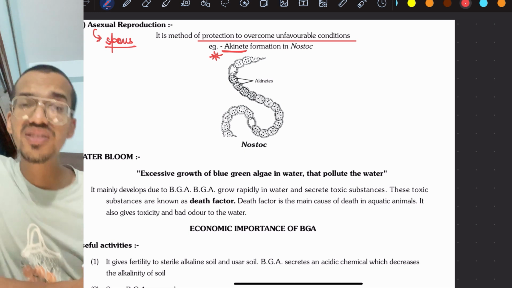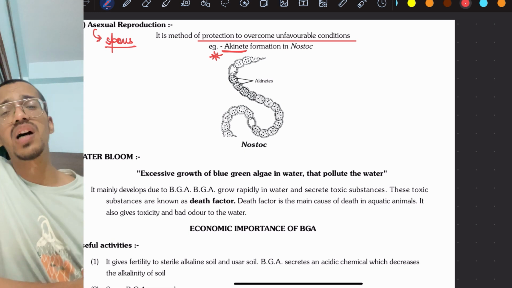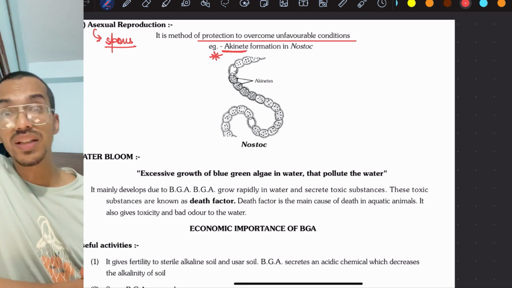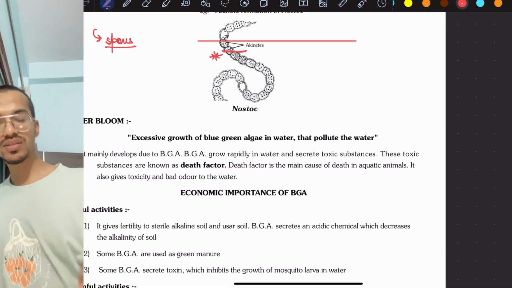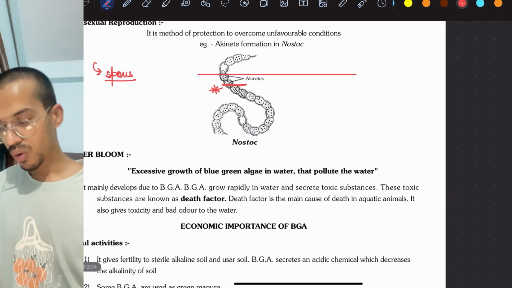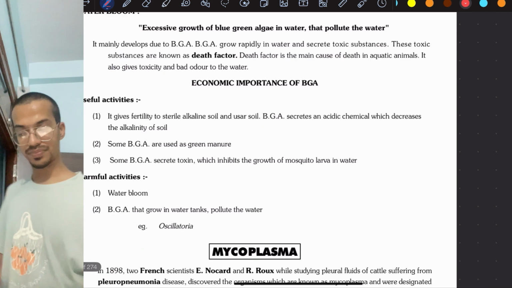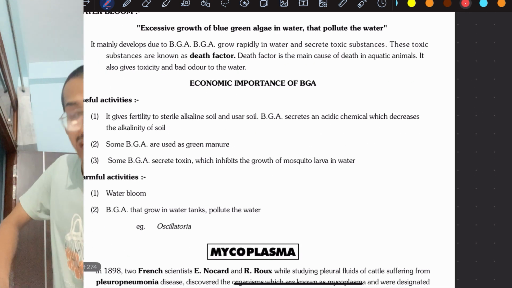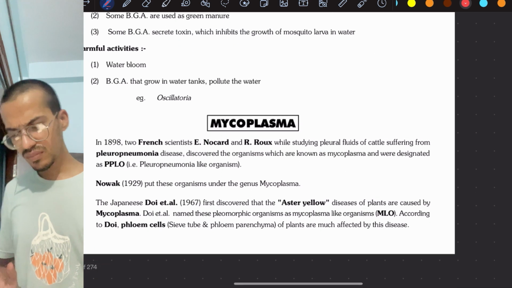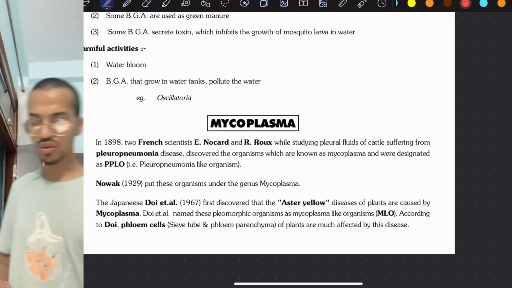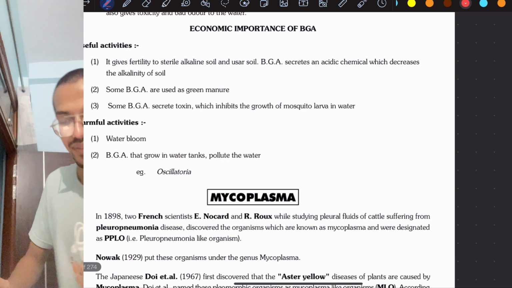So this bacteria is not very good. If it grows too much, it takes away all the life forms. So it is destructive in nature, because it releases certain toxins which cause the death of the organisms present over there. So it is good also, bad also. Okay, so these economic activities are given to you.